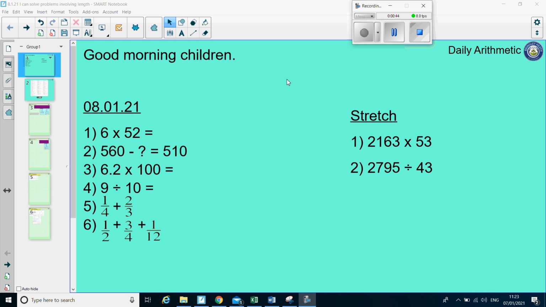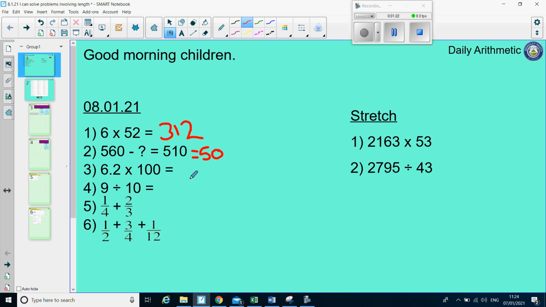So for question 1, a simple short multiplication, 6 times 52, the answer you should have got was 312 for that one. Question 2, 560, take away something equals 510. So we're trying to work out that missing number. Today that question mark's in a different place, but we were still trying to work out what that missing number was. And today the missing number was 50. 560, take away 50 would give you the answer 510.